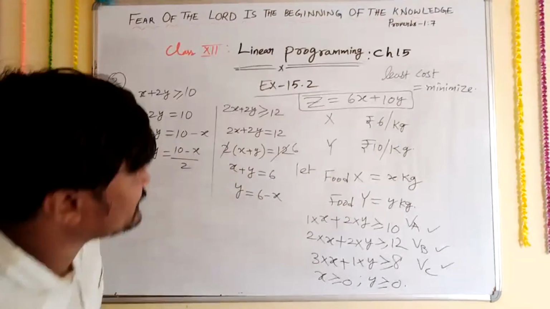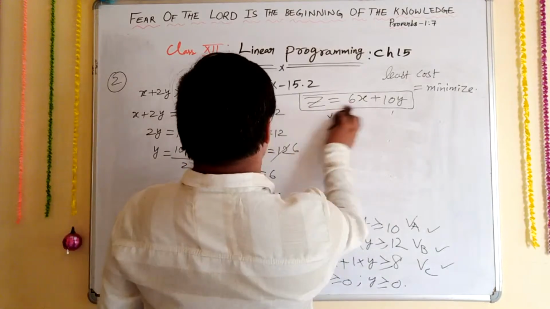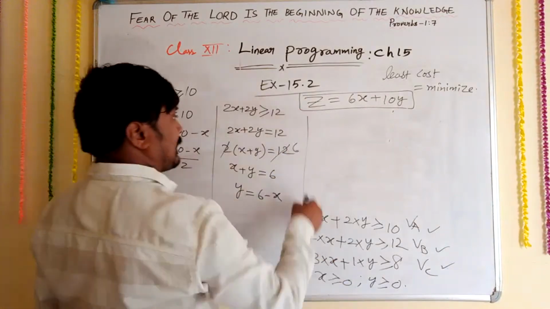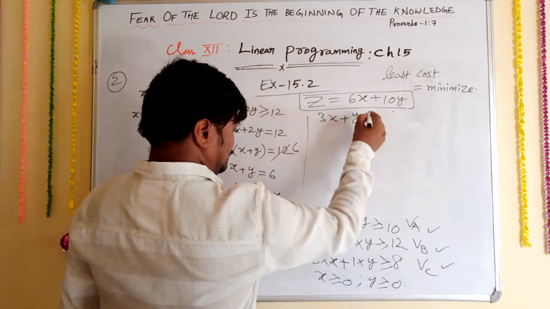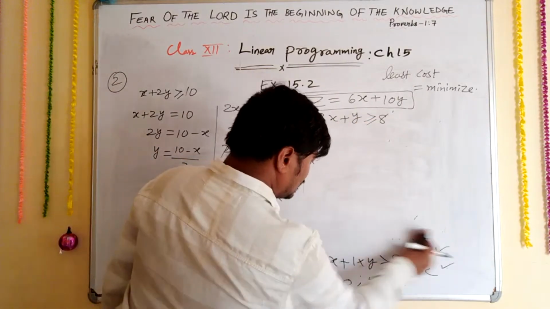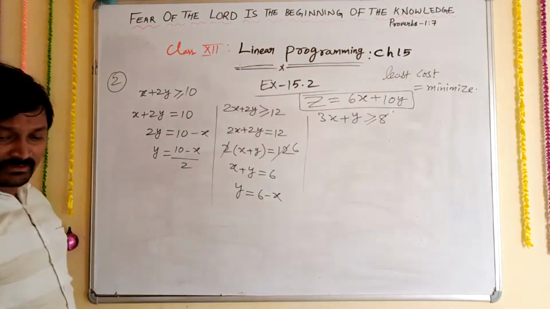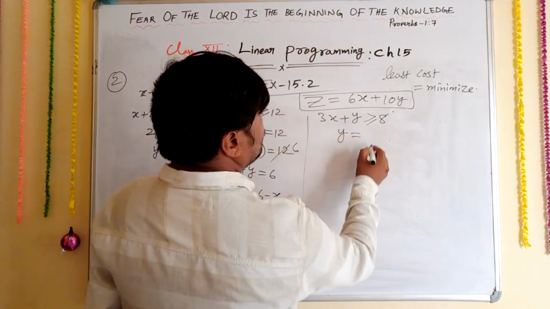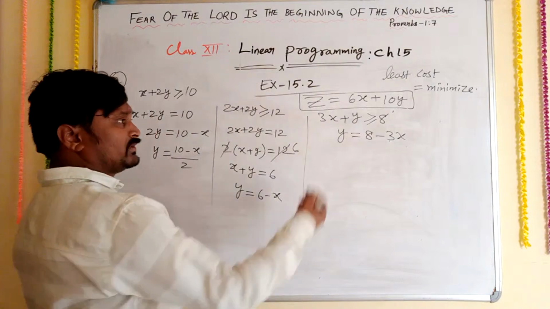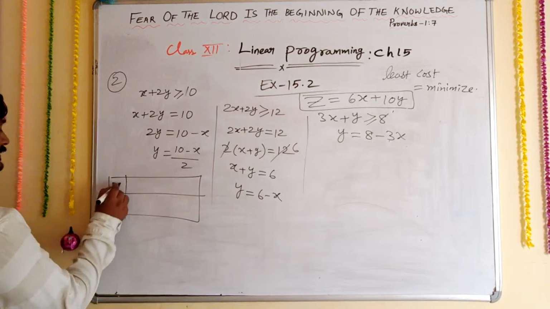So now two equations are done. Now the third, 3X plus Y is greater than or equal to 8. So Y is equal to 8 minus 3X. Then we can directly solve and find what X and Y are.